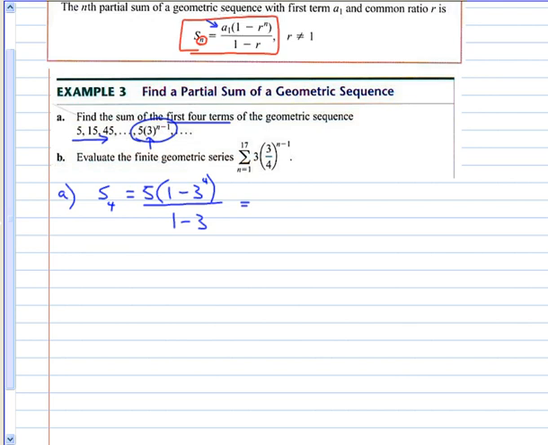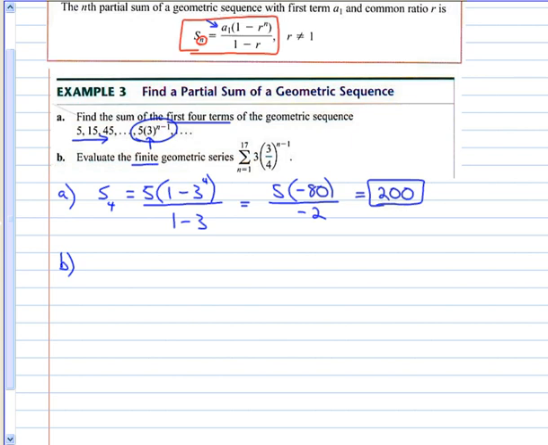And now we just need to simplify it. So 5 times, now we have 1 minus 3 to the 4th. 3 to the 4th is 81. 1 minus 81 is -80. Divided by 1 minus 3, which is -2. Do your math on that, and you should get 200. Filling in the formula. Part B.